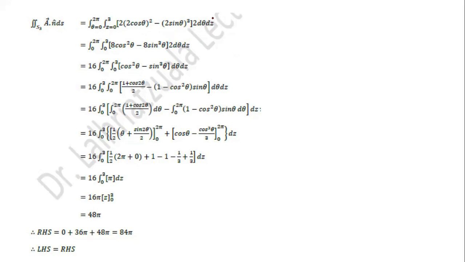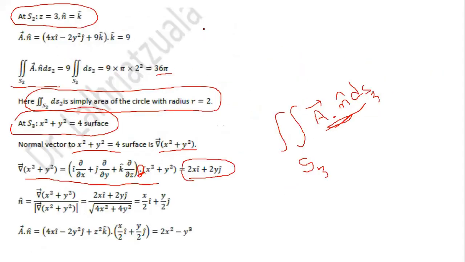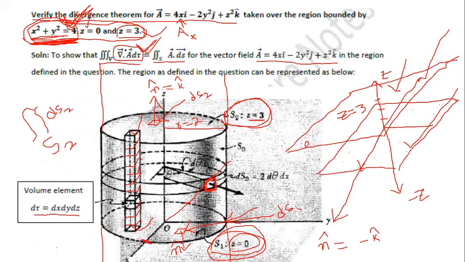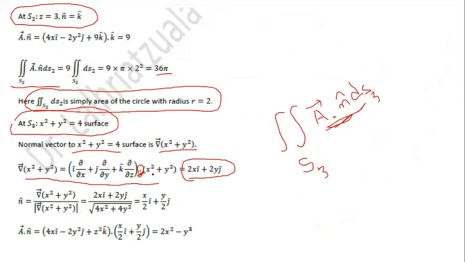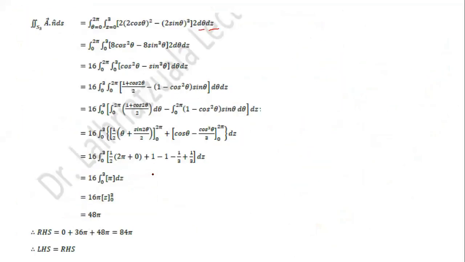And what will be the limit for z? What will be the limit for theta? You see that in order to perform the integration over the whole curved surface here, z has to go from 0 to 3, and in order to cover the whole circular surface, theta has to go from 0 to 2 pi. Your purpose is to cover the whole surface. Then you do the integration steps, and you will arrive at 84 pi.